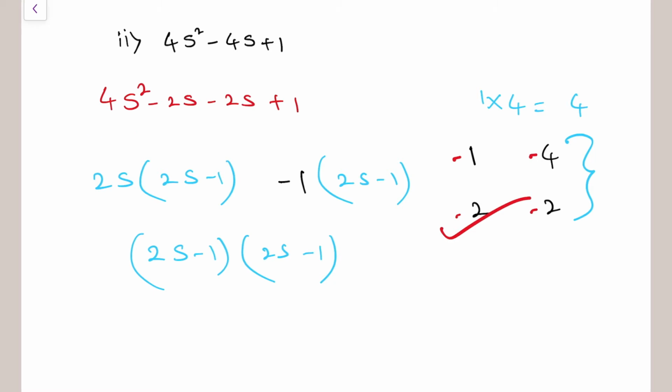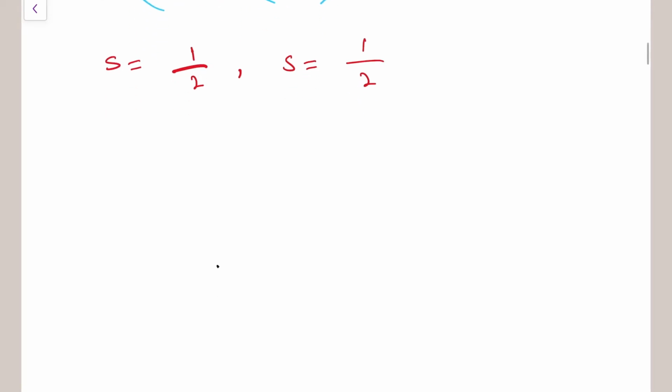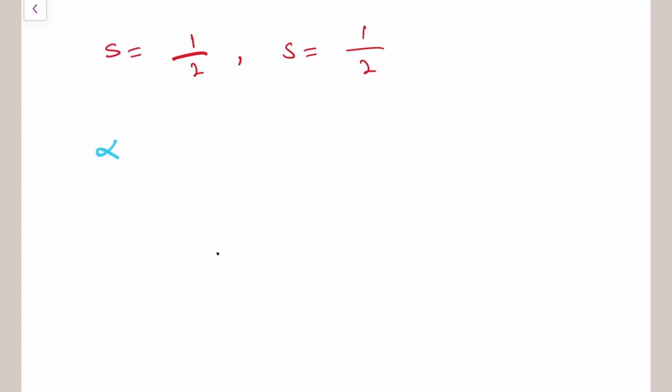Then these are the factors, right? Then we need to find out the zeros, right? So it's very simple. The alphabet s equals, here minus 1 is there, so plus 1. Here multiplied by 2 is there, so divided by 2. s equals, here minus 1 is there, so plus 1. Here multiplied by 2 is there, so divided by 2. So the zeros are 1 by 2 and 1 by 2. Let us take alpha and beta now. The alpha value is 1 by 2 and the beta value is also 1 by 2.